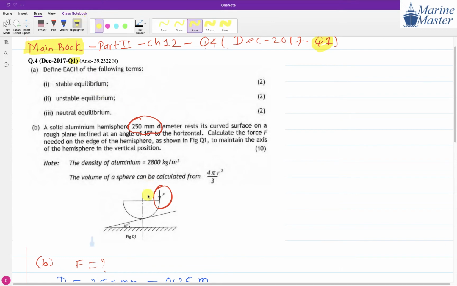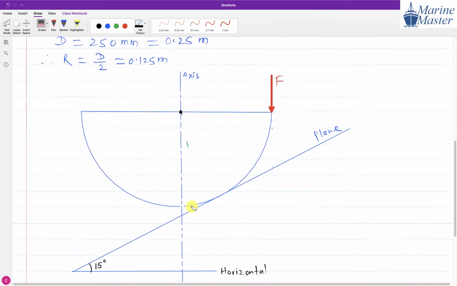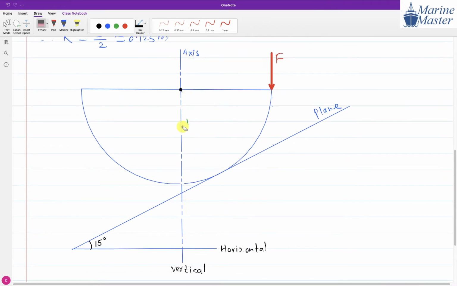One minute, I am going to highlight this one. I am going to highlight it in yellow. Is this visible to you? This is the axis of the hemisphere. We have to find the value of force F so that this axis will be in the vertical position. In the enlarged view it is now clearly visible.